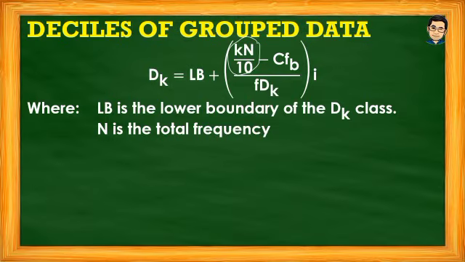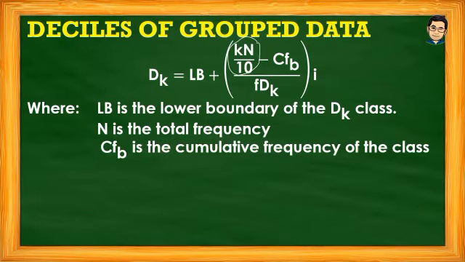Next, n is the total frequency. Okay, so this is the total number of data. Okay, so usually naman makikita naman yan sa frequency distribution table, or you just simply add the frequency of each class, and then you will be able to identify the value of n.